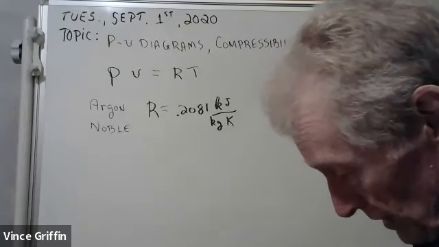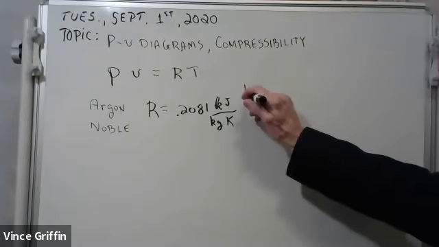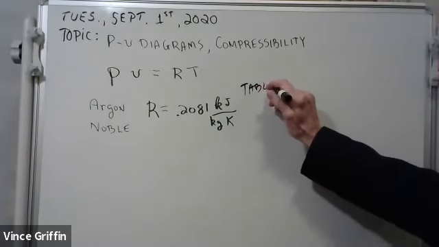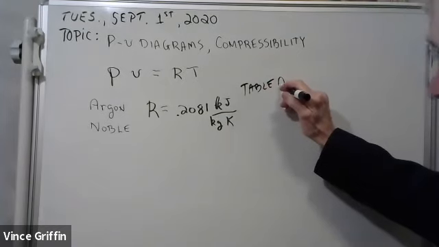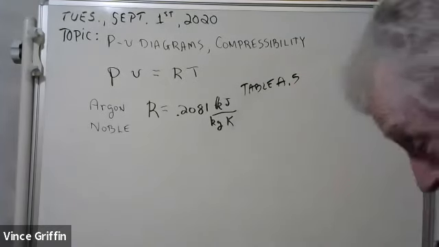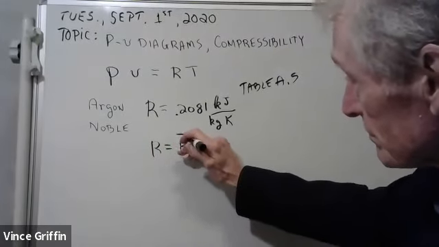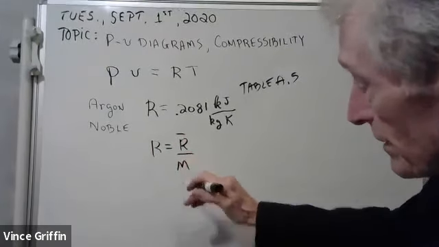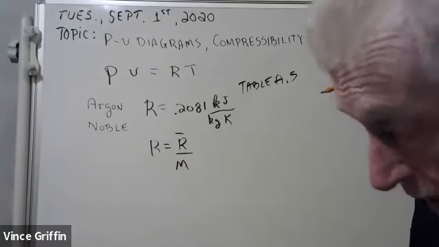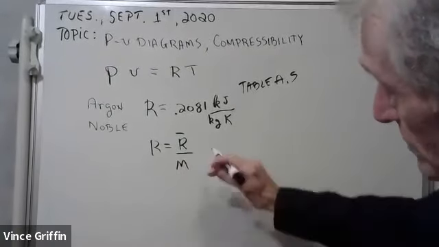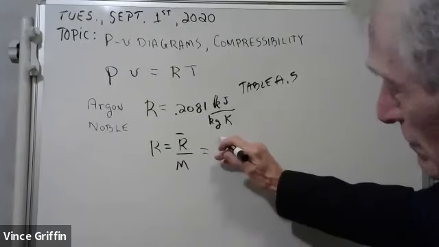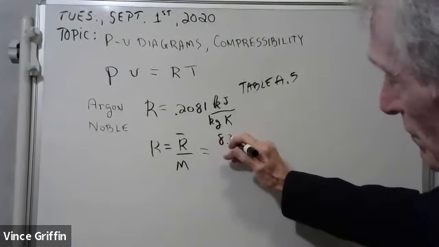Where did you find that number? Thanks for asking. That's in Appendix A, table A.5. Now, there's another way to get it. It's also equal to the universal gas constant divided by the molecular mass. Now, the universal gas constant, from memory, I think it's 8.314, but we better look that up.